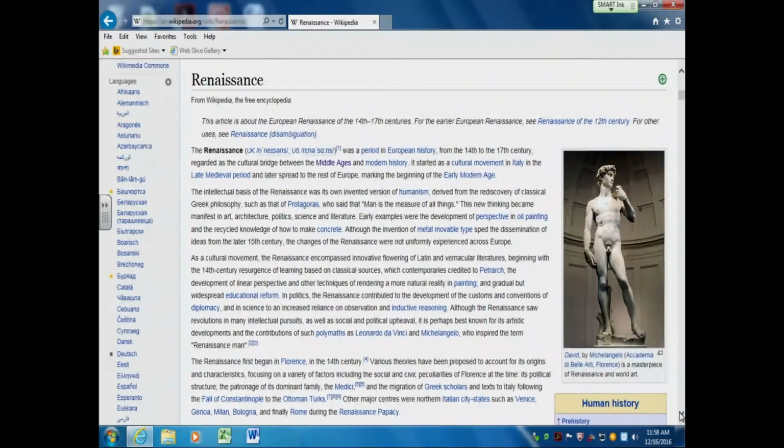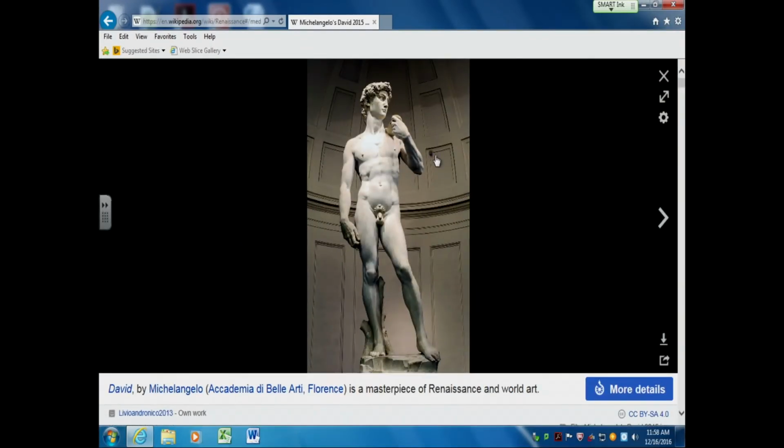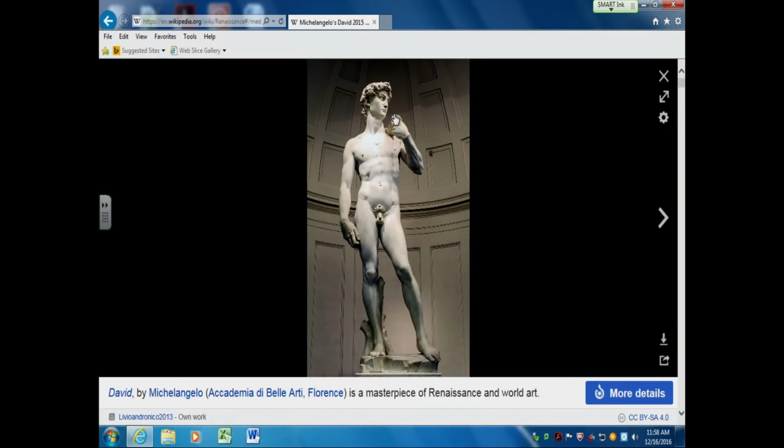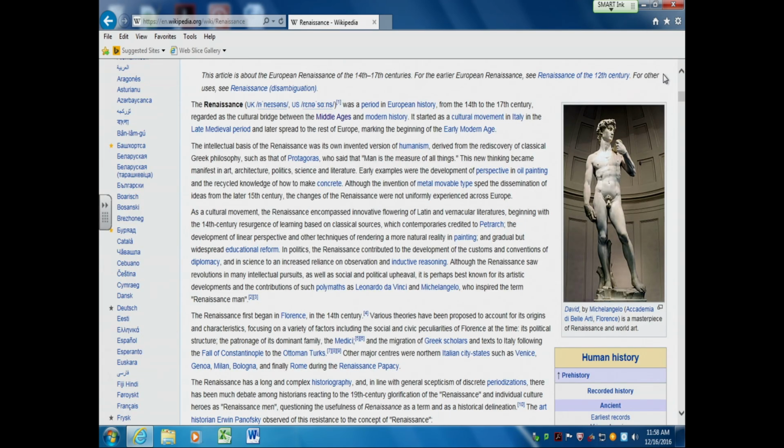And then I'll wrap this up. This is truly one of the more remarkable pieces of artwork you'll ever see. It's the David. It's about 18 feet tall, and it sits in its own small museum inside of Florence.